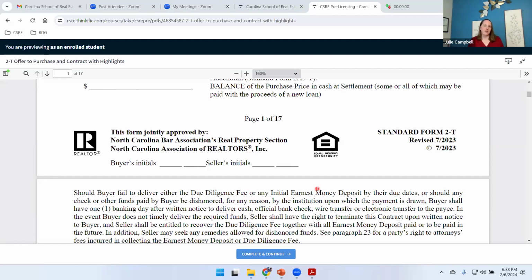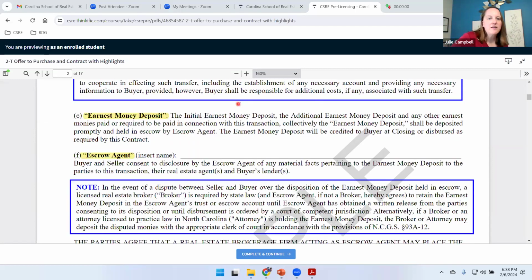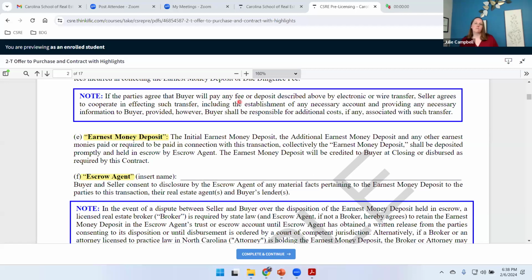Remember, we are not creating legally binding documents. Attorneys do that. There's our Equal Housing Opportunity logo. And then it's telling us this is standard form 2T, and when its last revision is. Remember, what you have in your book is out of date, so the most current will always be in the online learning system. This is about the purchase price, so we'll come back to that.